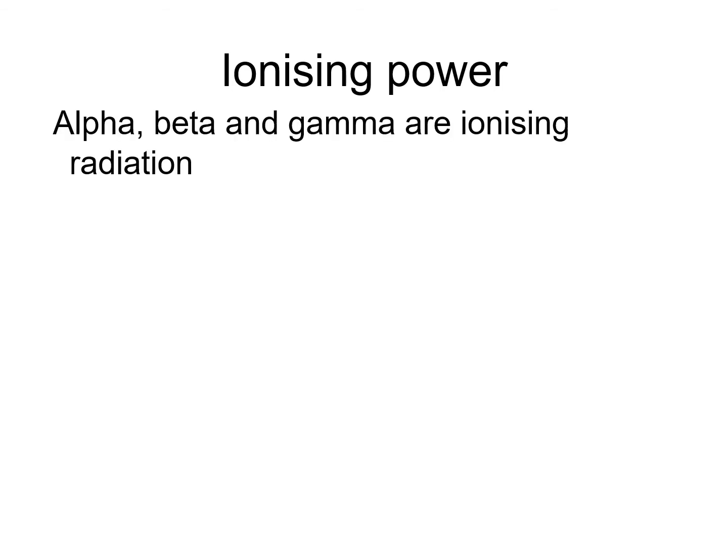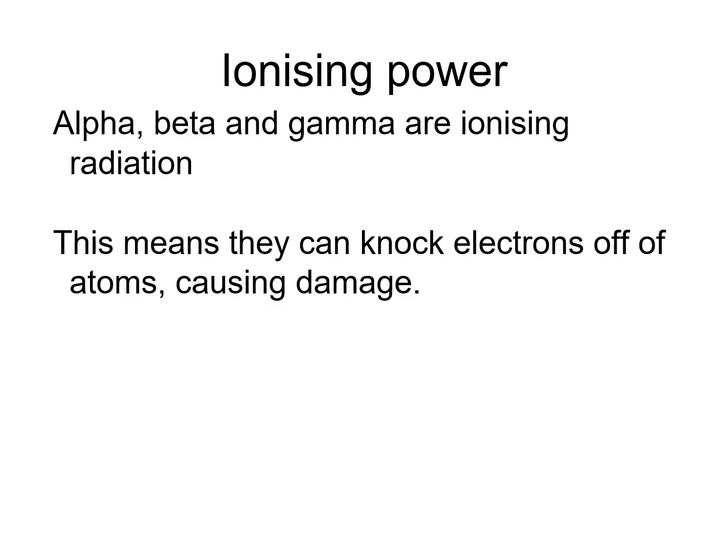We also need to think about the ionizing power of alpha, beta and gamma. So what do we mean by that? Well, they are forms of ionizing radiation. And what that means is that they can knock electrons off of atoms, causing damage. So when alpha, beta or gamma radiation are sort of fired at atoms, they can actually strip electrons off those atoms and change them into ions. That's what we mean by ionizing.